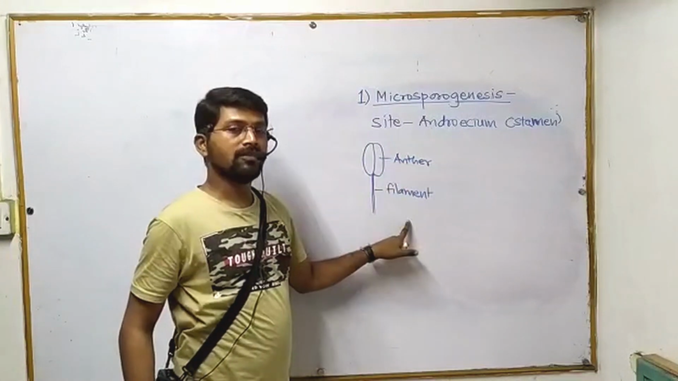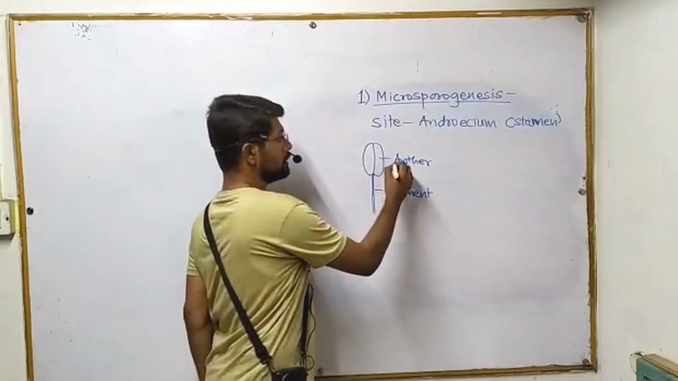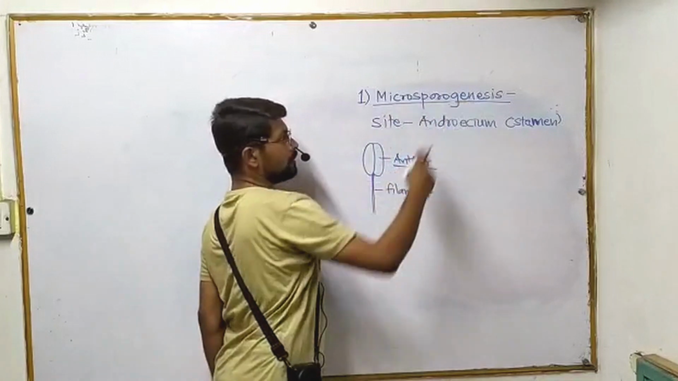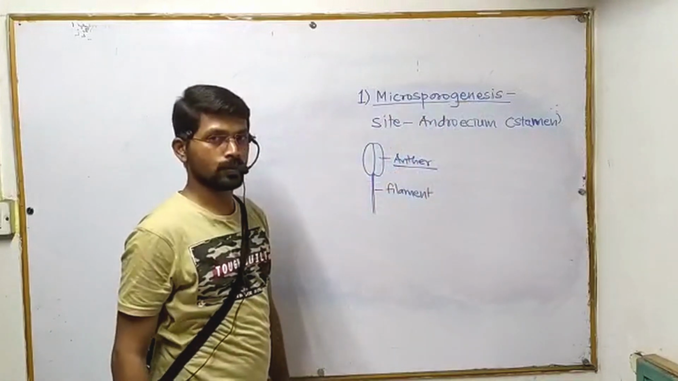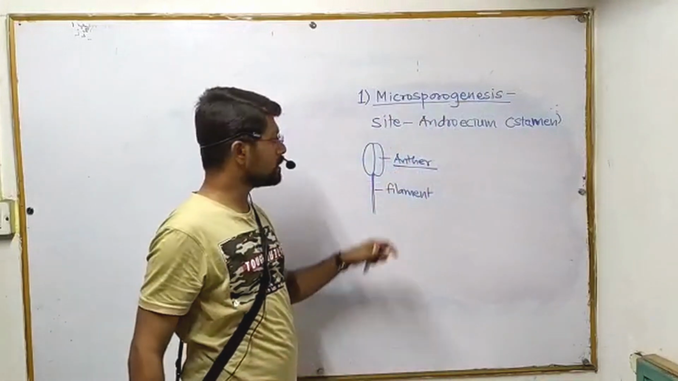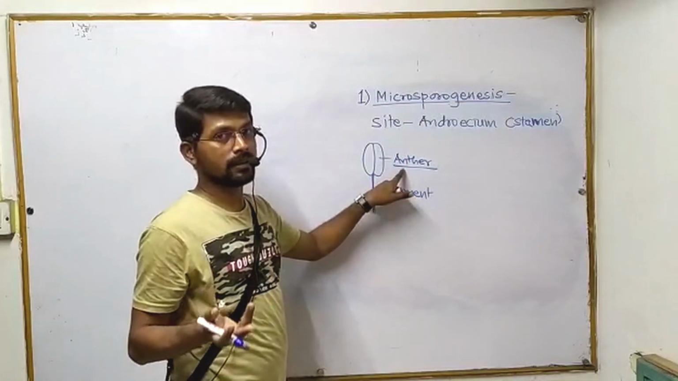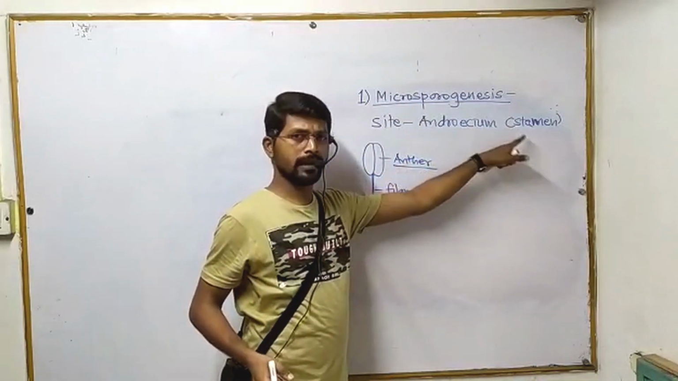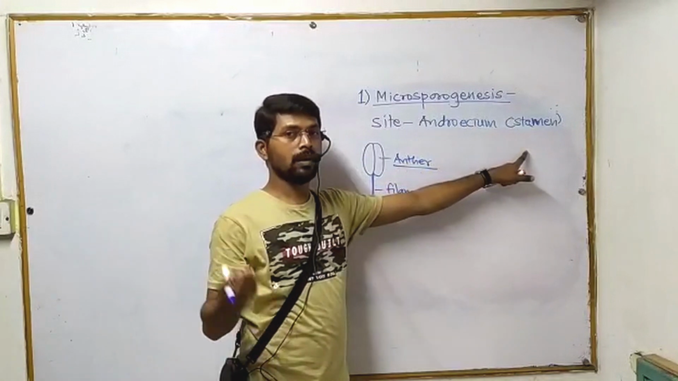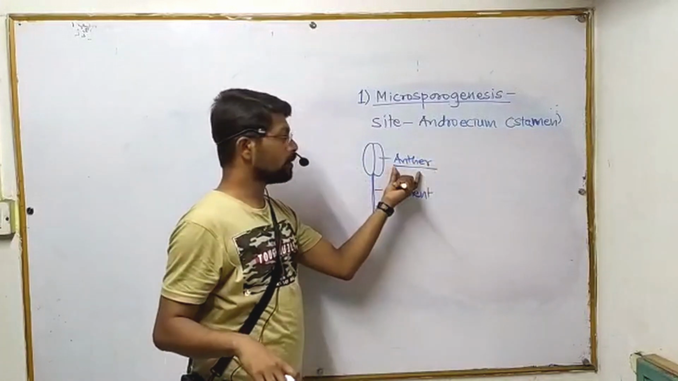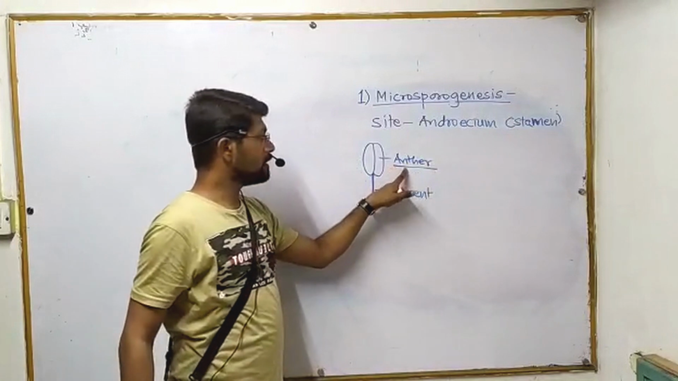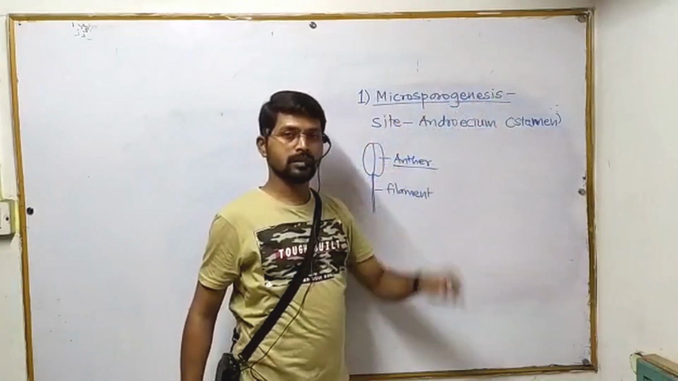Out of these 2, the fertile part of the stamen is the anther, which is related with the process we call microsporogenesis. So the site of microsporogenesis is the anther. If it is there in the options, stamen and androecium are both correct answers. But when anther is specifically given, then your answer must be anther. Anther is the fertile part where microsporogenesis occurs.